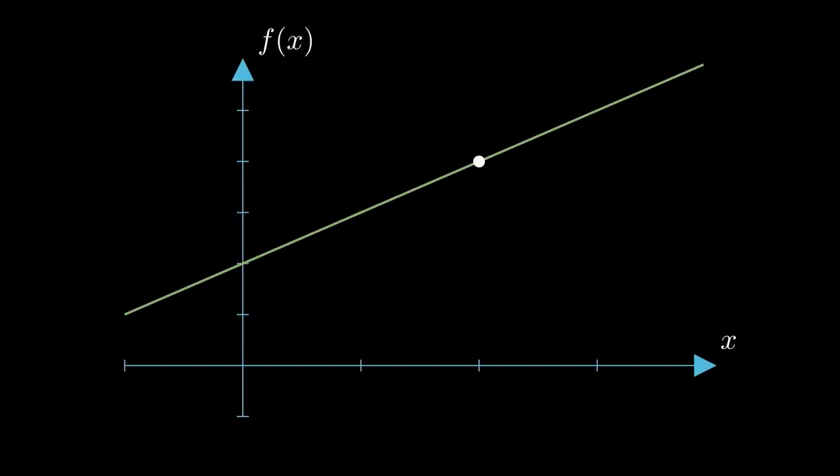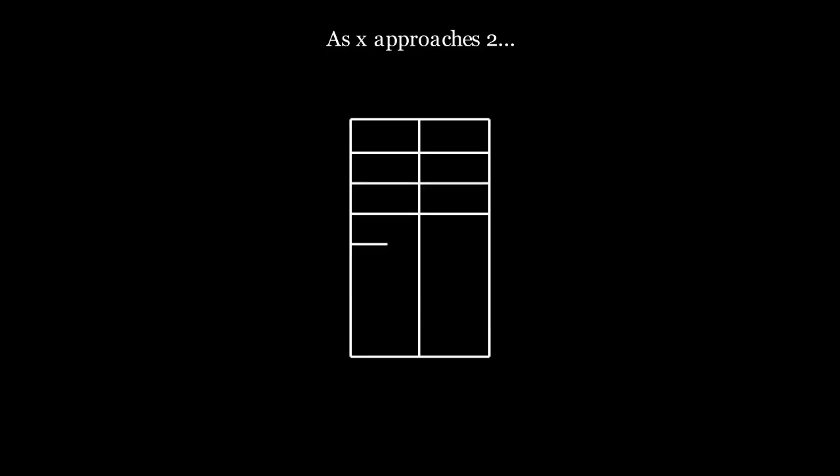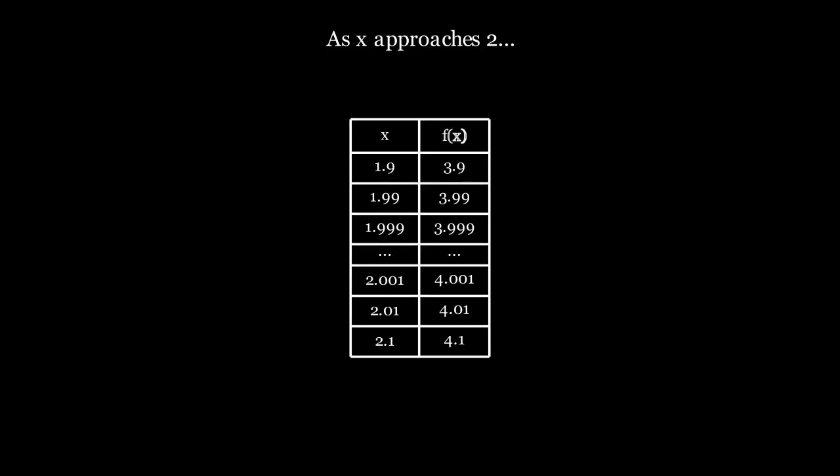As we look at the graph, you can see there's a hole at x equals 2, but the function's value gets very close to 4 from both sides. We can also see this in a table of values. As x gets closer to 2, the function's value gets closer to 4. Therefore, we say the limit of this function as x approaches 2 is 4.